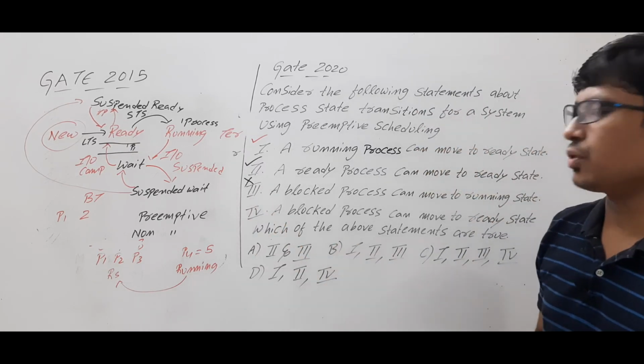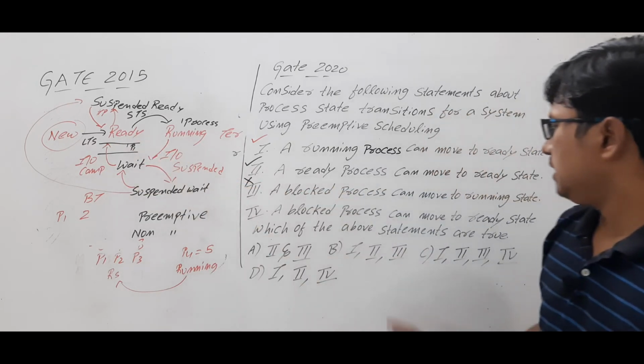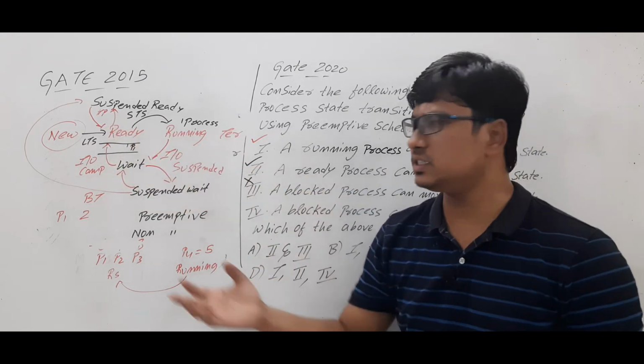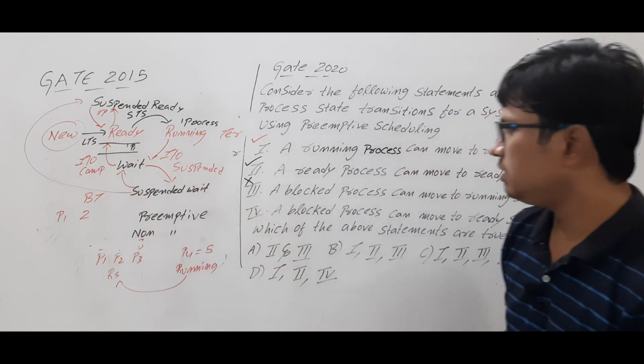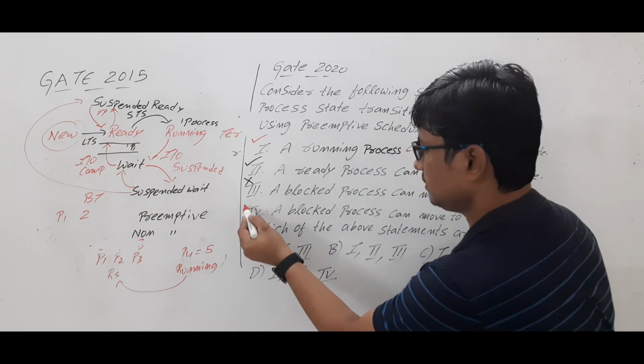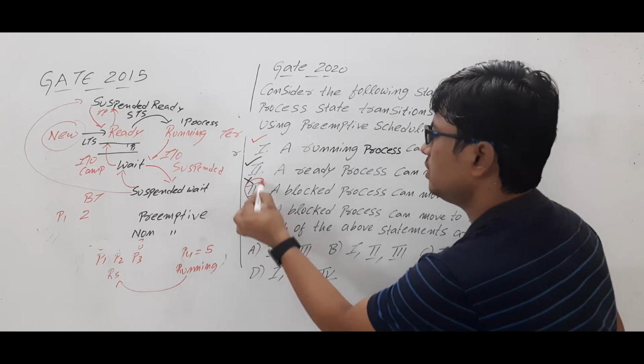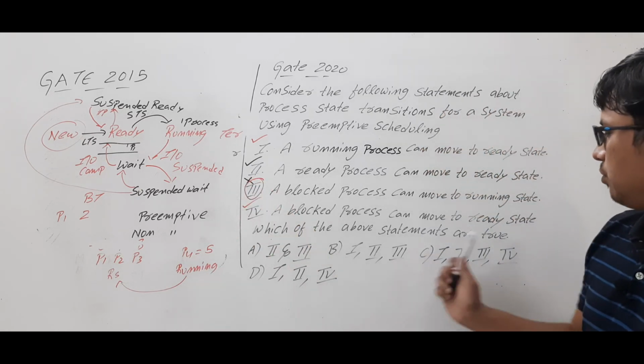Look at statement 4. A blocked process can move to the ready state. That is what we are saying. So this statement is correct. So which statement is wrong? Statement 3 is wrong. Now what they are asking is, which of the above statements are true?